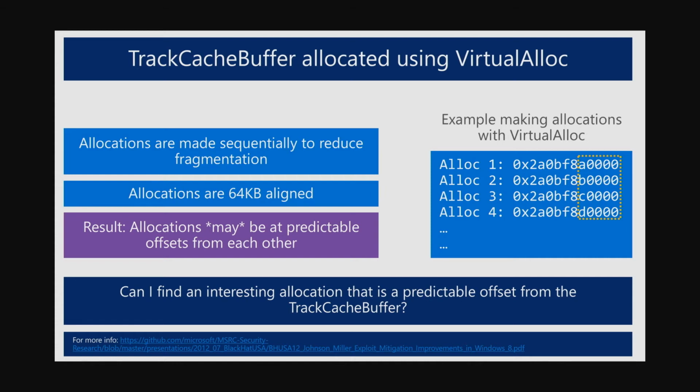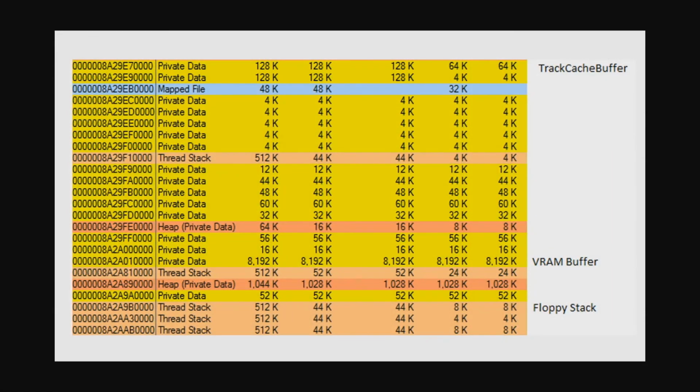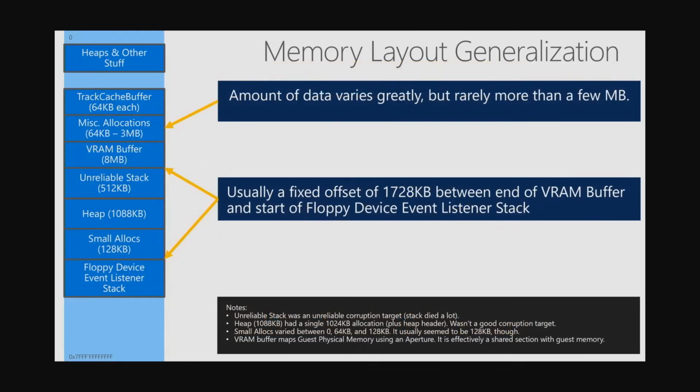However, it's not guaranteed that that's going to be the case, because if there are multiple threads calling VirtualAlloc at a time, then there can still be unpredictability in how things are laid out. So what I did to figure out if this was the case or not is I just started turning virtual machines on, and then I would use VMMap to dump the address space of the VM worker process. I did this over a whole bunch of reboots, and every time I would record what I was seeing, and I created this memory layout generalization based off that data.